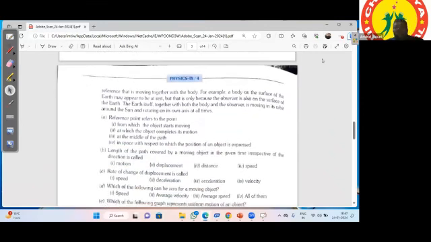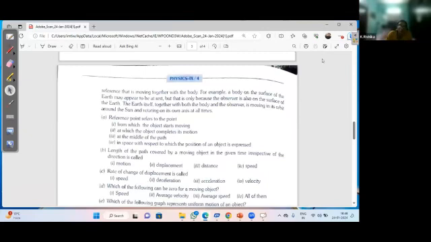Which point do we call the reference point? Is it option A, from which the object starts moving? No, it's option 4: a point in space with respect to which the position of an object is expressed. So it is your option B.